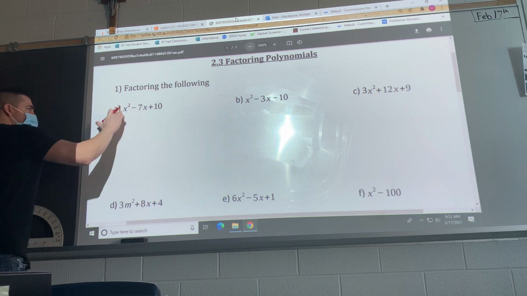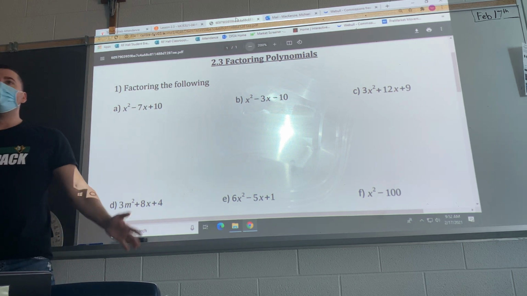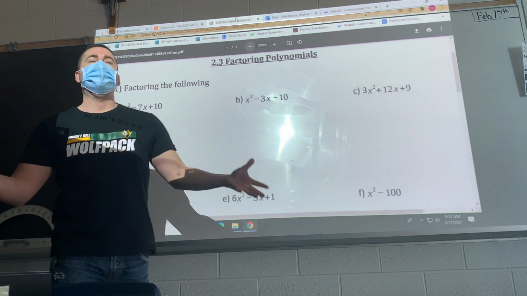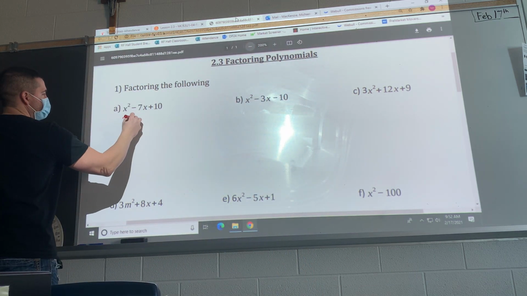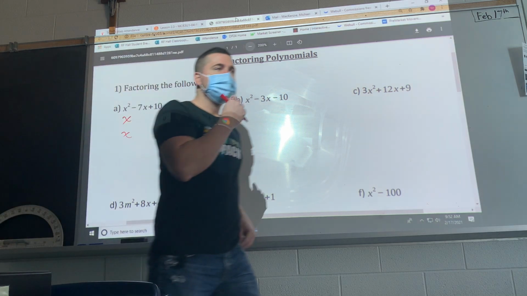We're going to break down the first term, and we're going to break down the third term. X squared, what can we break it down into? What would it be factored into? X times X. So we're going to write this as X and X. So we're breaking it into multiples.